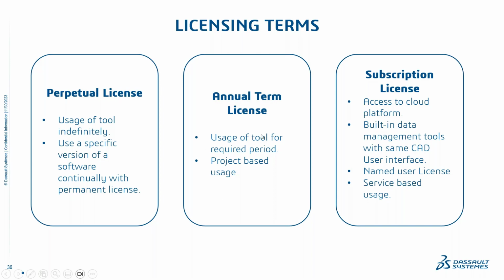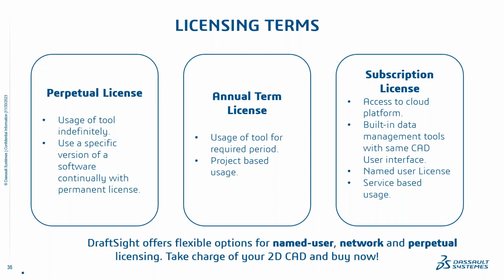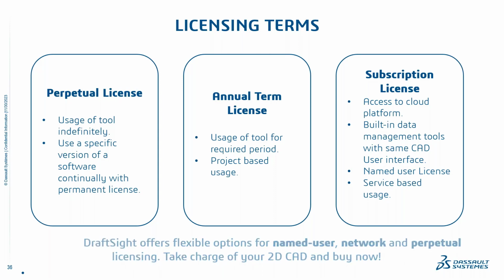Perpetual and annual licenses are attached to your desktop itself, whereas in the subscription-based license, the licenses are attached to your exclusive mail IDs, wherein you can carry your license wherever you want to go. DraftSight offers flexible options for named user, network, and perpetual licensing. So take charge of 2D CAD and plan your buy now.